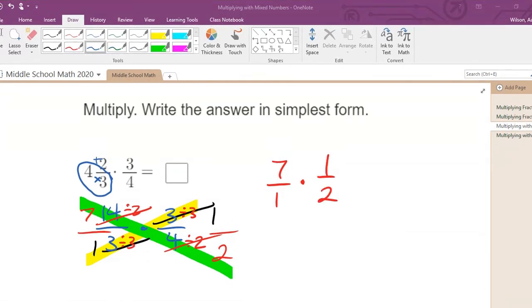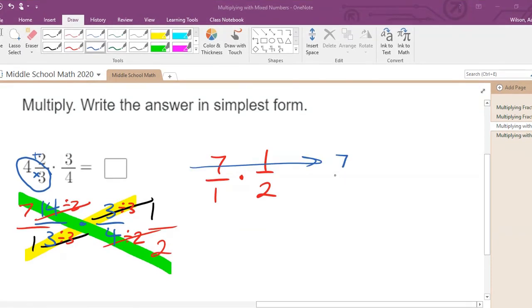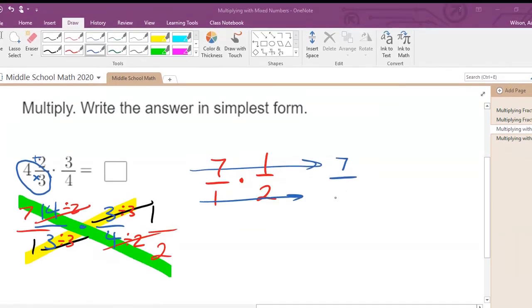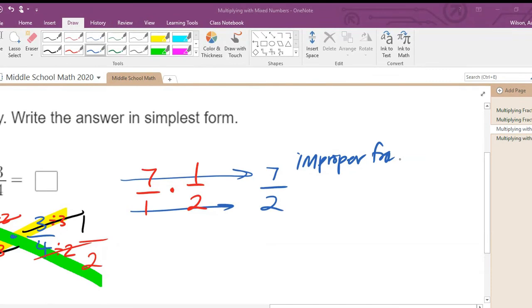And now we're going to multiply straight across. 1 times 7 is 7. 2 times 1 is 2. But now you're staring at what's called an improper fraction. Can't leave it improper, probably not, because it says in simplest form.